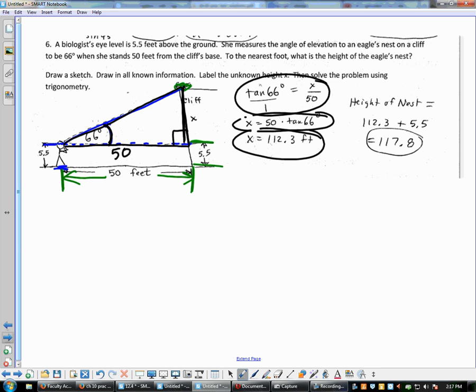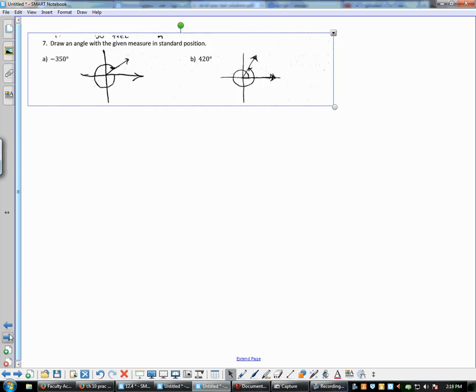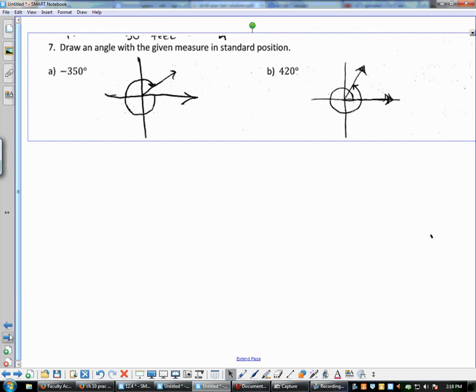But that's not the entire height of the nest, because you had to add that 112.3 feet to the 5.5 feet here. So the entire height of the nest is all this way here, and that turns out to be 117.8. All right, let's take a look at number 7. This one says draw an angle.